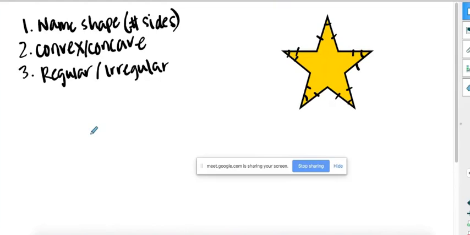So Adrian, do you know how to name a shape by the number of sides? Yeah, it's 10 sides, so is it a decagon? Yes, decagon. 10-sided.